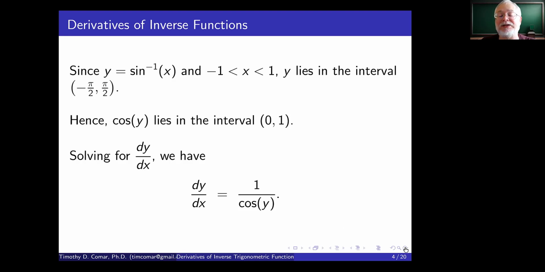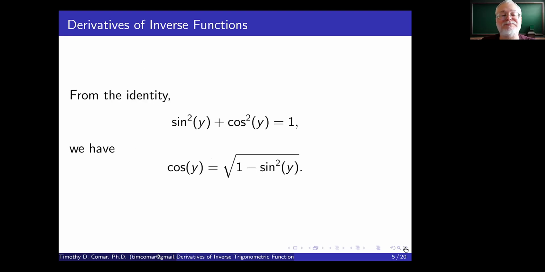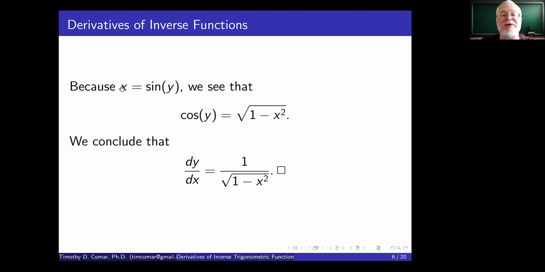So here we go. But now we want to get this back in terms of x. We can use our favorite Pythagorean identity, sine squared of y plus cosine squared of y is 1. And we can solve for cosine of y and take the square root. And again, we just said that the values of cosine are between 0 and 1, so all we really need here is the positive square root. And better yet, since x is sine of y, we can write cosine of y in terms of x as just the square root of 1 minus x squared. We then end up with our derivative formula, where our derivative of the arcsine function is 1 over the square root of 1 minus x squared.